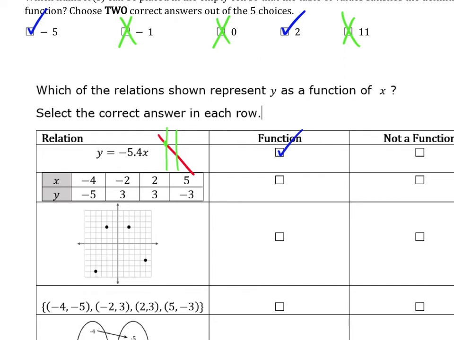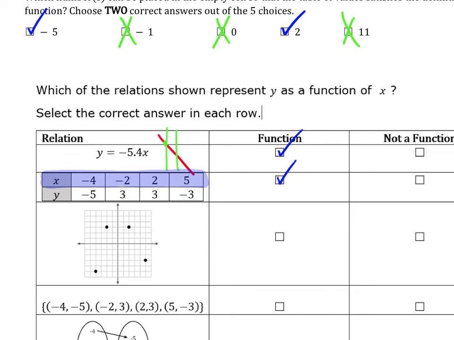In the next example, it's giving me a table. So I'm going to highlight all of my x values. And then I'm going to check to see if any of them repeat. In this table, I have -4, -2, 2, and 5. None of those numbers repeat, so that is also a function of x.